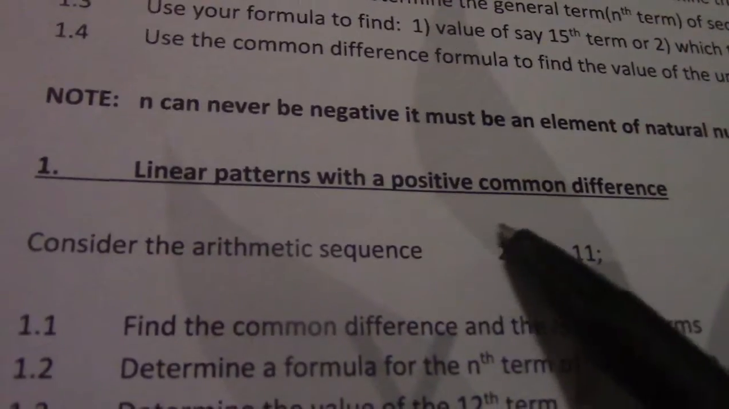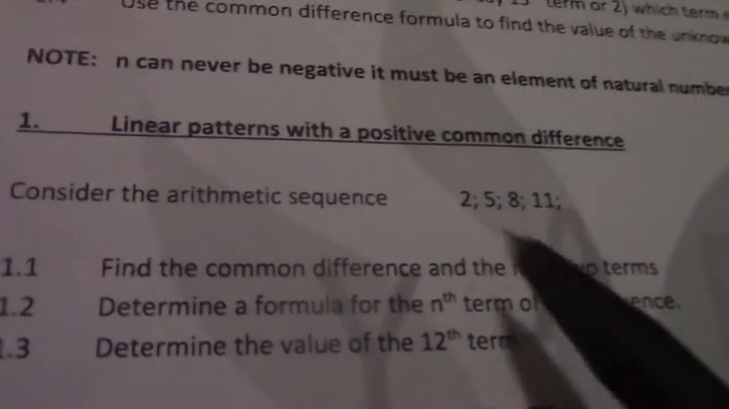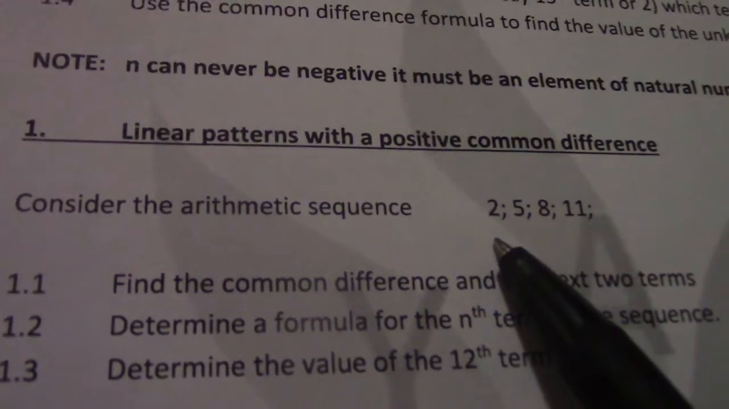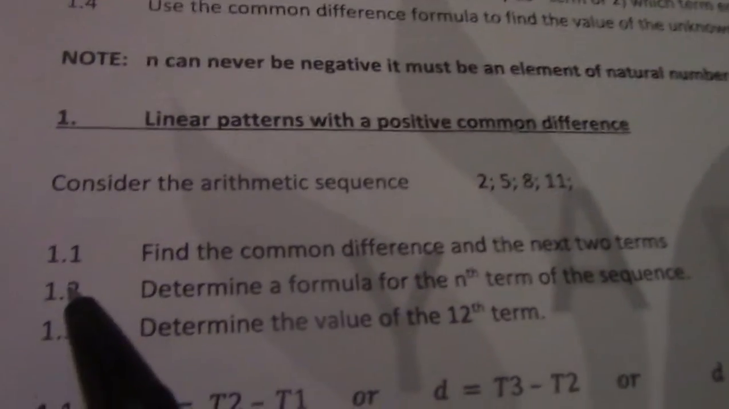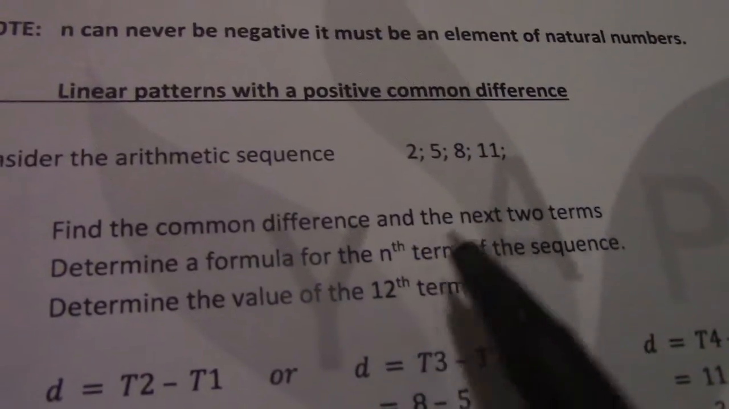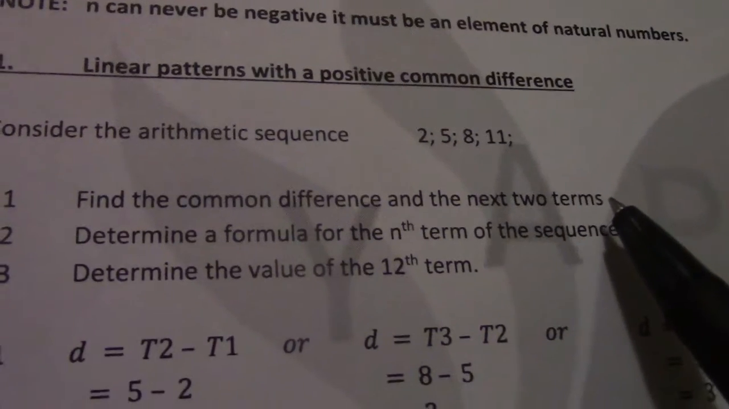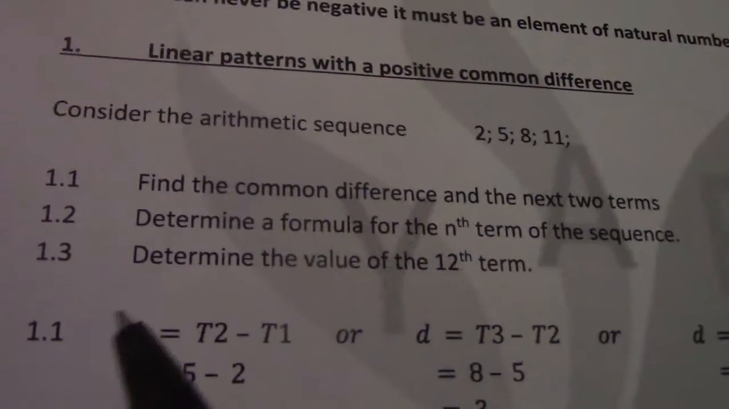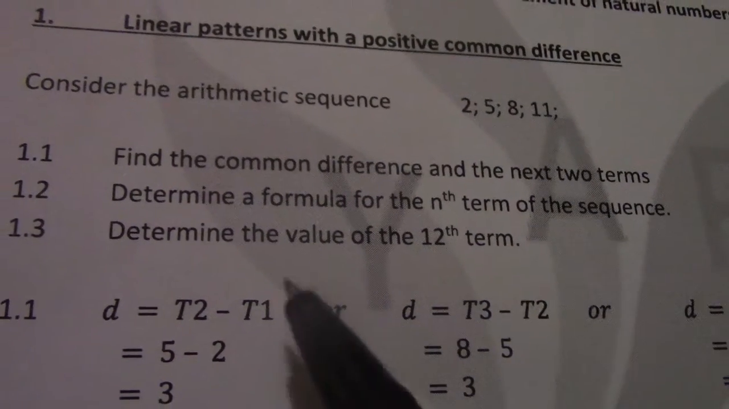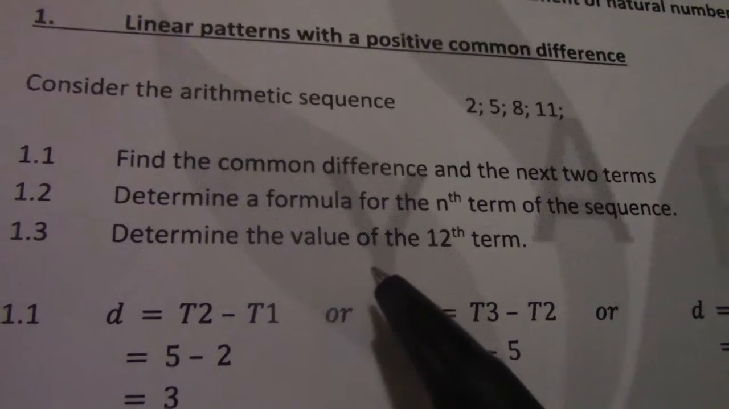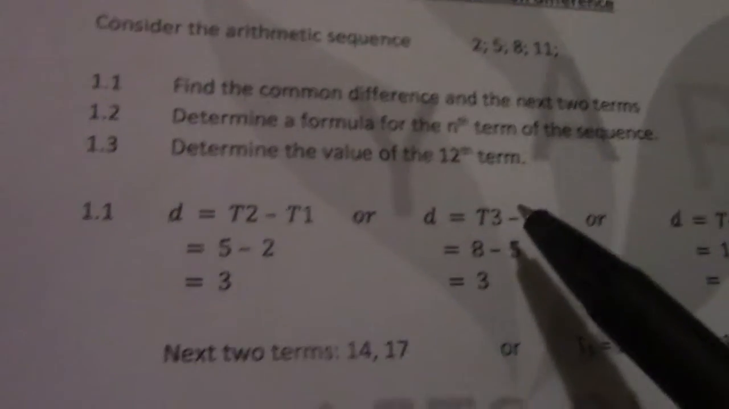So, let's look at example number 1. This one we're looking at linear patterns with common difference. So there's my sequence given: 2, 5, 8, 11. Question 1.1: find the common difference and the next two terms. 1.2, they want us to determine a formula for the nth term of the sequence. And 1.3, they want us to determine the value of the 12th term.